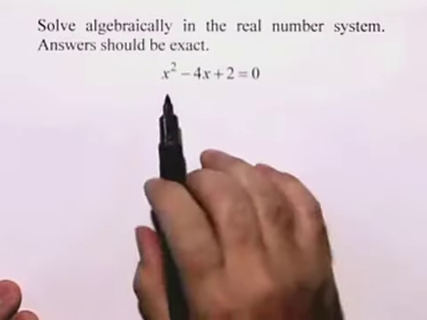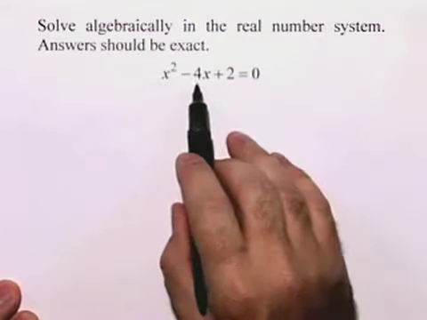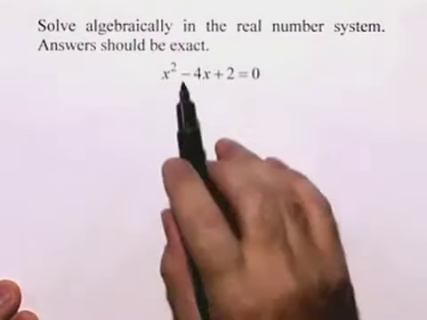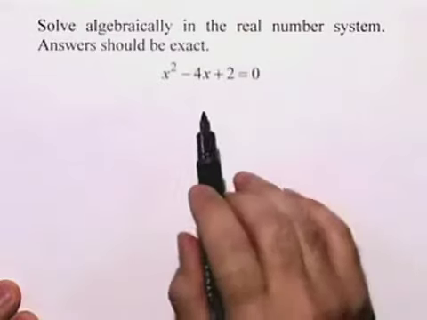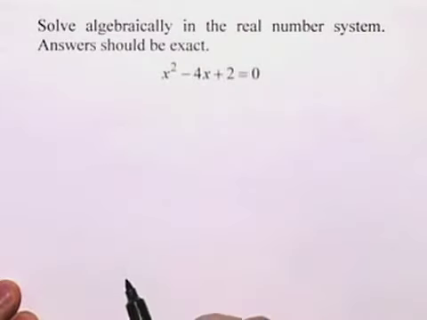In this problem, we're going to solve a quadratic equation. We want to solve the equation x squared minus 4x plus 2 equal to 0, algebraically in the real number system, and we want our answers to be exact.